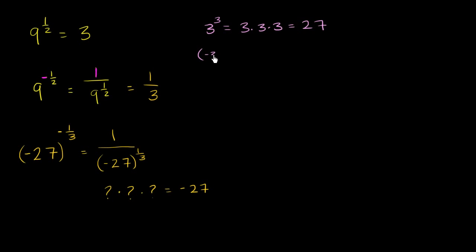What would negative 3 to the 3rd power be? Well, that's negative 3 times negative 3 times negative 3, which is negative 3 times negative 3 is positive 9, times negative 3 is negative 27. So we just found this number, this question mark. Negative 3 times negative 3 times negative 3 is equal to negative 27. So negative 27 to the 1/3, this part right over here, is equal to negative 3.